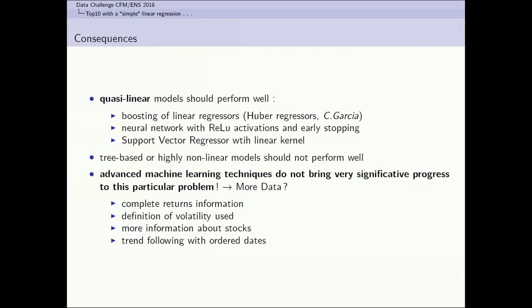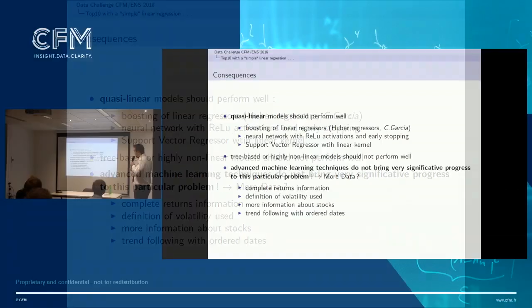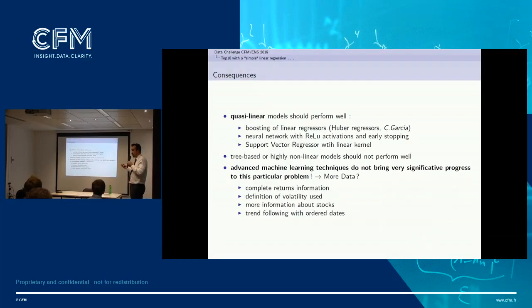So the remark I can come up with is that linear models perform well, so we expect quasi-linear models to perform even better. Stacking linear models, that's your solution, if I understand well. That's the solution that's been used by Mr. Garcia as well, stacking Huber regressors, quasi-linear regressors. And if you use neural networks with ReLU activations and early stopping, then you have a quasi-linear regressor as well. And you expect tree-based or highly nonlinear models not to perform well because a tree is not the best tool to fit a line. And indeed, the XGBoost trees didn't work well with this data.